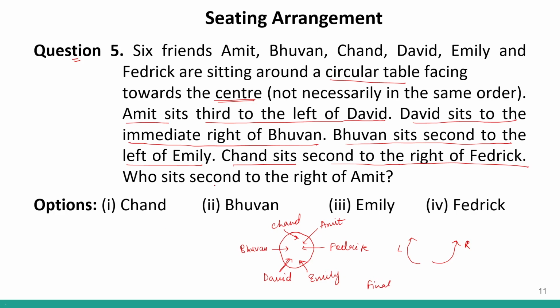Now the question asks who sits second to the right of Amit. So Amit is over here. Second to the right will be 1, 2. Second to the right we will have Bhuvan. Therefore the answer will be option number 2, Bhuvan. Clear? Option number 2, Bhuvan.